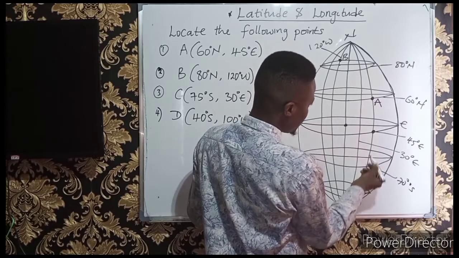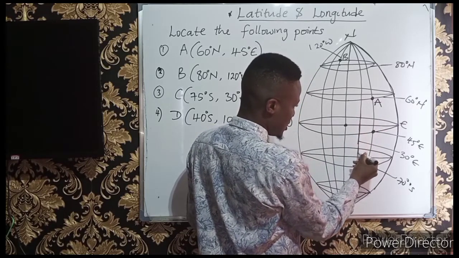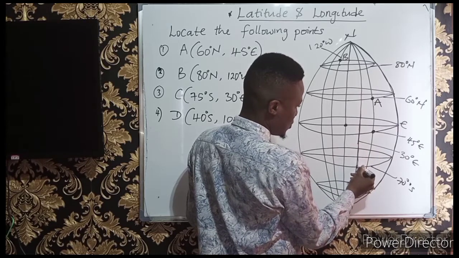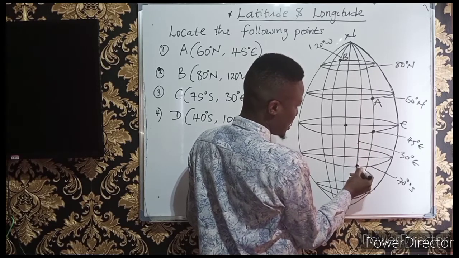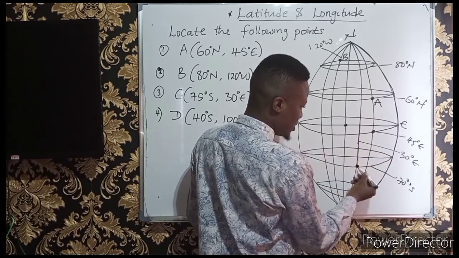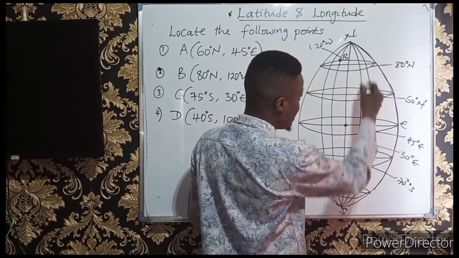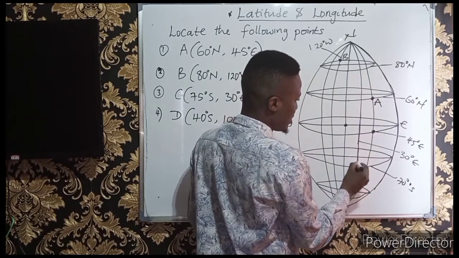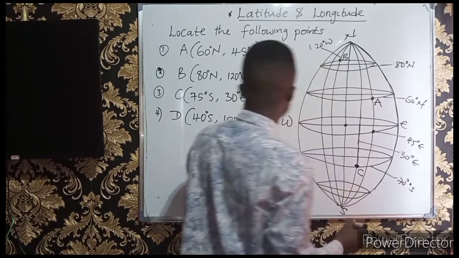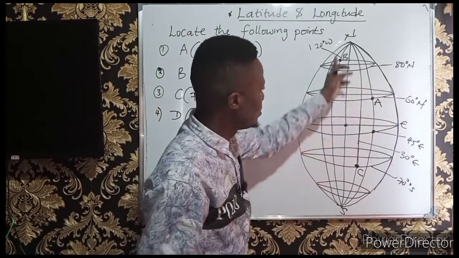So now this longitude, which is at 30, intersected this one. Look at the line, it intersected the latitude at this particular point, because everything here is the latitude, while this is the 30 degrees. So this point of intersection can be called our point C. That is how to locate points on the Earth surface. So you see I've located A, B, and C.